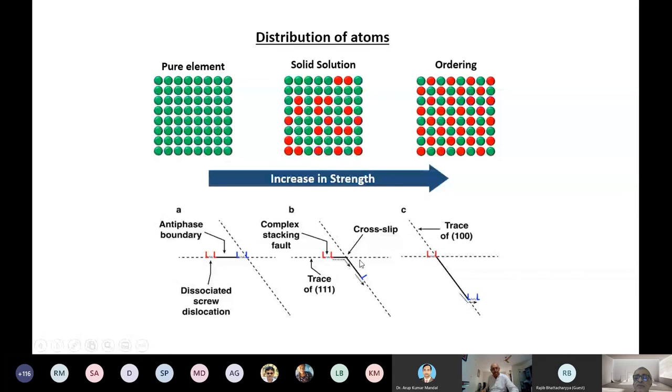And when the skew dislocation has to move through ordered things, it dissociates. In between, there's an antiphase boundary. So it has two components, one trailing dislocation and one forward dislocation, separated by an antiphase boundary. Basically, when it goes through the ordered matrix, it breaks the order, and then the trailing dislocation restores the order. So that is the concept of super dislocations.